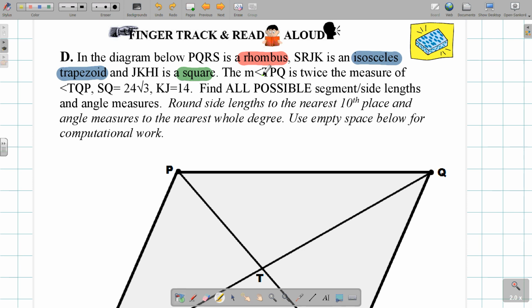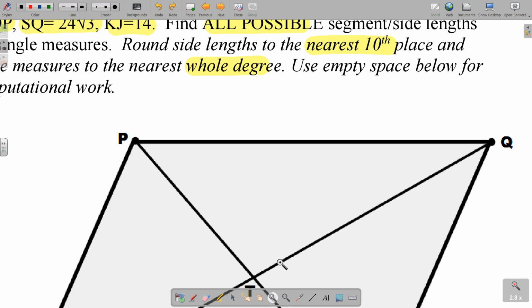The angle TPQ is twice the measure of angle P. The segment SQ is 24√3. AJ is 14. You're going to find all possible segment side lengths and angle measures. Round side lengths to the tenth place, which is the first decimal place. Angle measures to the nearest whole degree. Let's start simply by labeling what we know to be true.